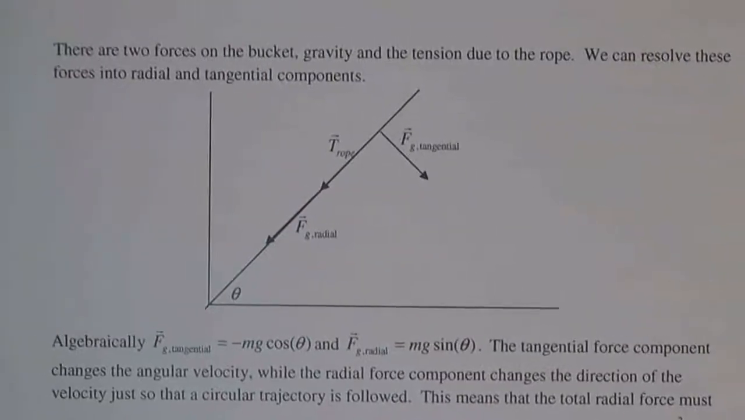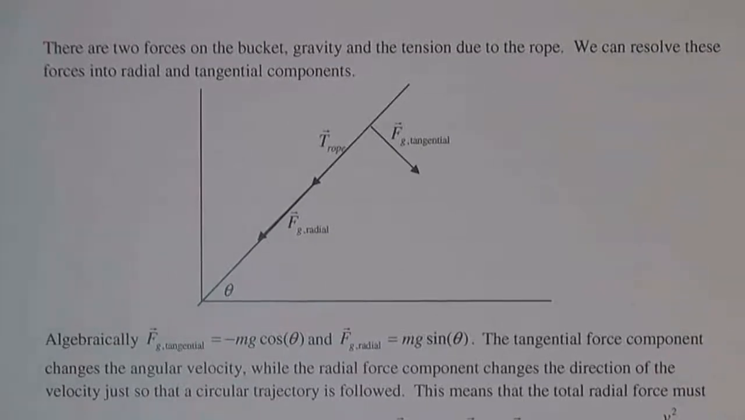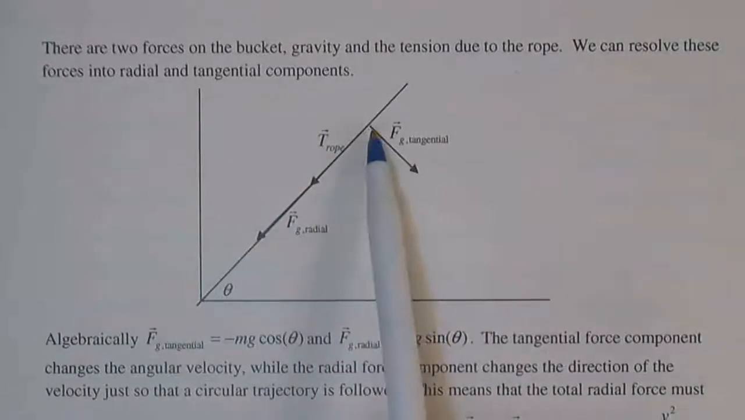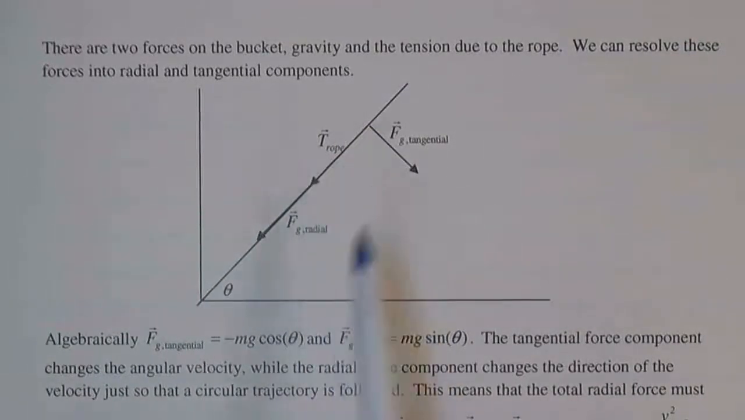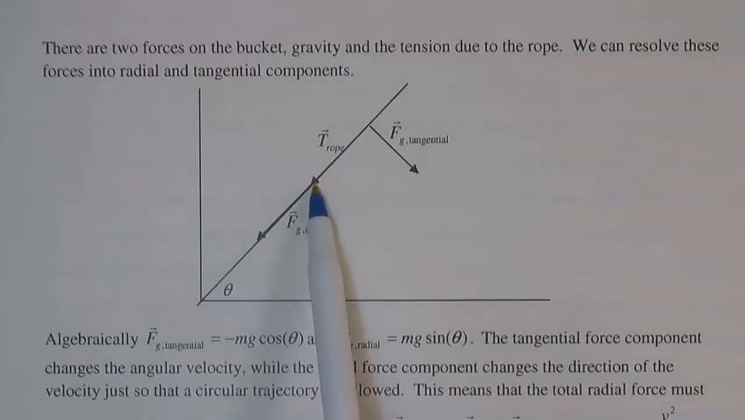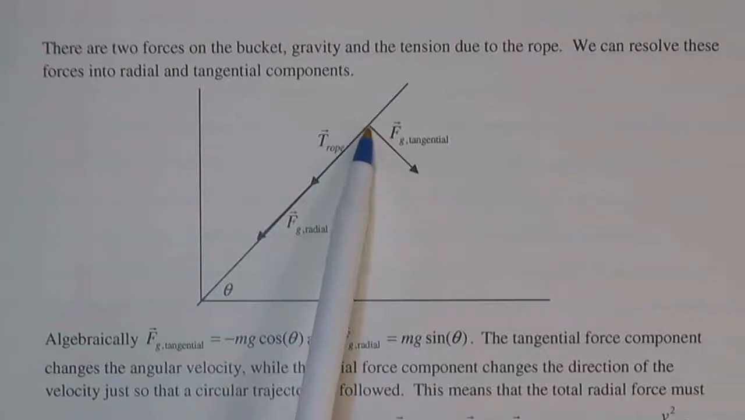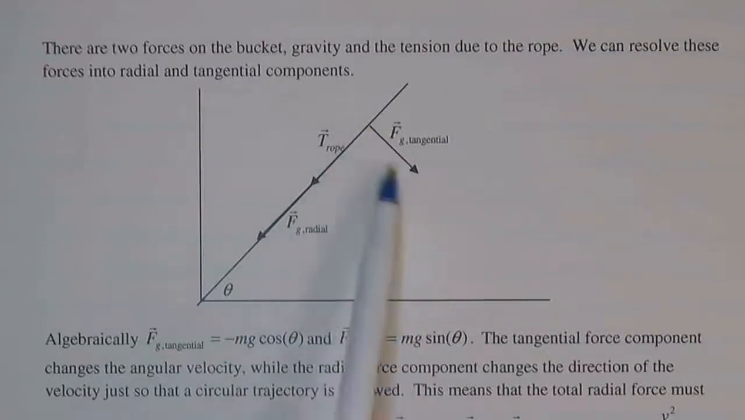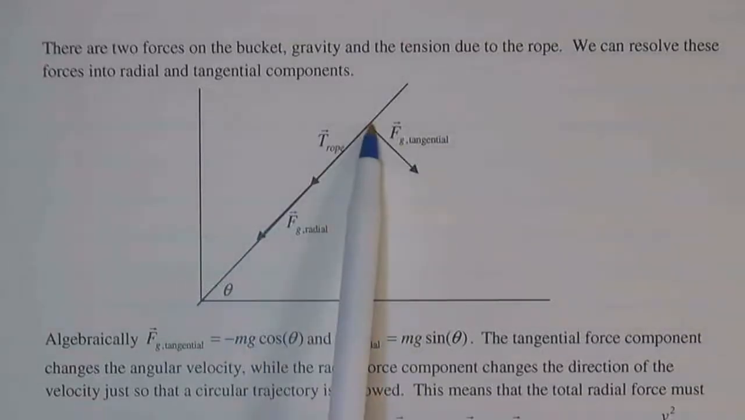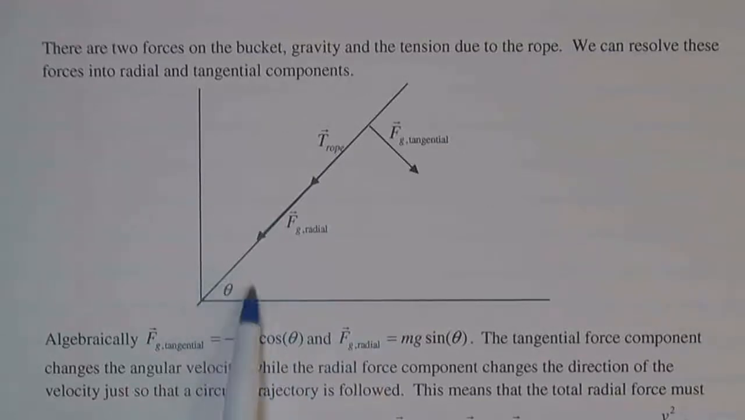So if we look at the forces on the bucket, the trajectory would be going like this. We have the tension due to the rope. We have some component of the gravity which is radial, and this will depend on the angle. And we have some component of gravity which is tangential. So gravity is operating downward, and if you added these two components up, you would get a vertically downward force given by gravity. If we label this angle to be theta, we can find what the tangential and radial components of the gravitational force are.